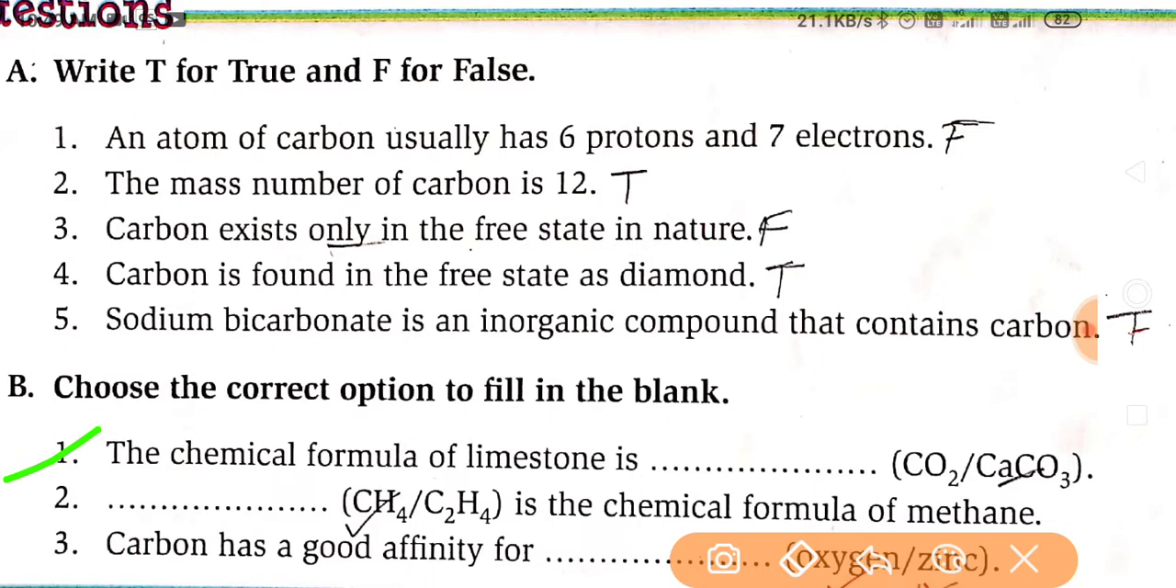You already know it. Second question is, dash is the chemical formula of methane. So CH4 is the chemical formula of methane, and carbon has a good affinity for oxygen, so the right answer is oxygen. Okay, so your right answer will be oxygen here.